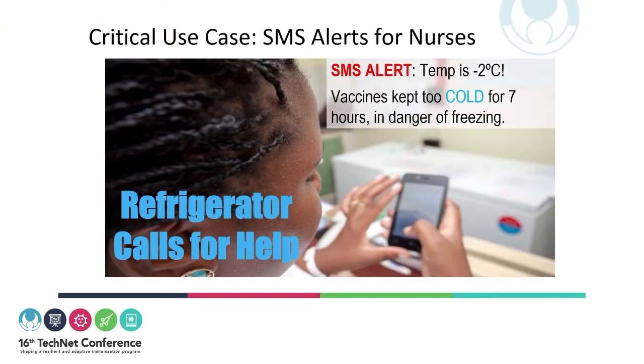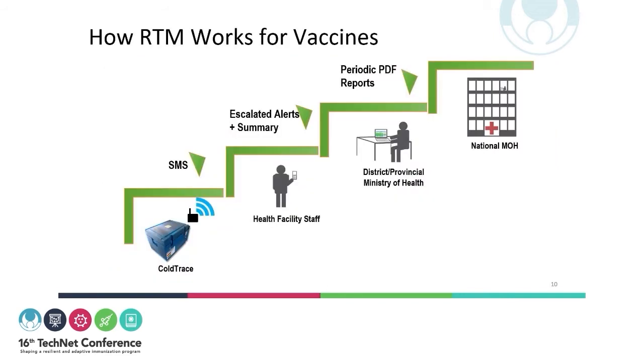The good thing on the use of the RTM devices is that whenever there's a temperature excursion, they can send an SMS remotely to our nurses or healthcare providers so that they can take an intervention whenever there's an excursion. And if they do not respond to the excursion, it means that the higher level may be able to take an action. This is just an overview on how the remote temperature monitoring devices work.